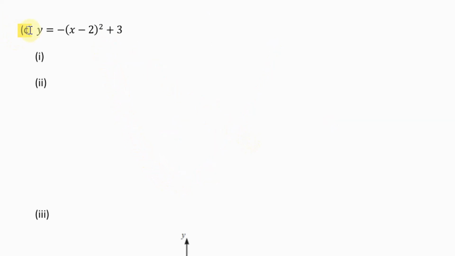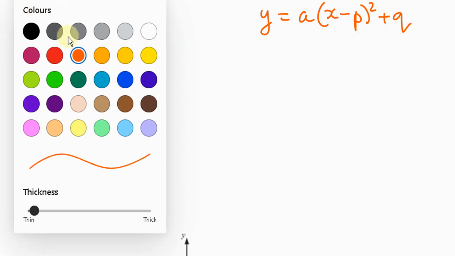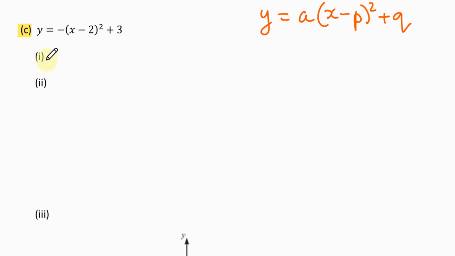Let's look at C here. So we're given this equation. And once again, this equation is in completed square form. In other words, it's in the form y equals a into x minus p all squared plus q. So in the first question, we have to state whether the graph that represents this equation has a maximum or minimum value. And we look at the sign of a.